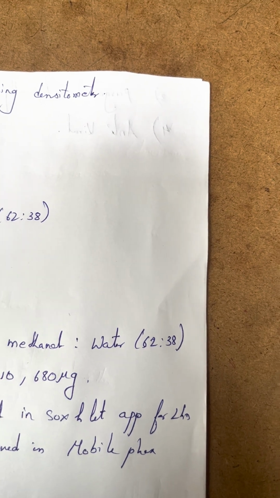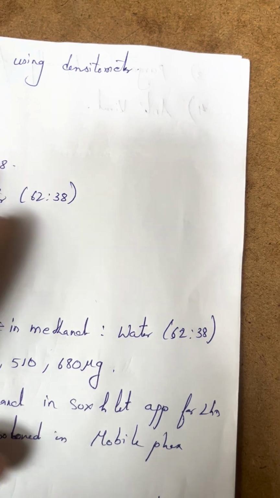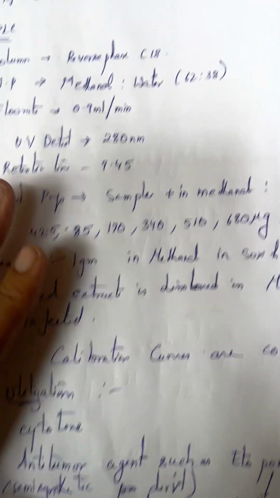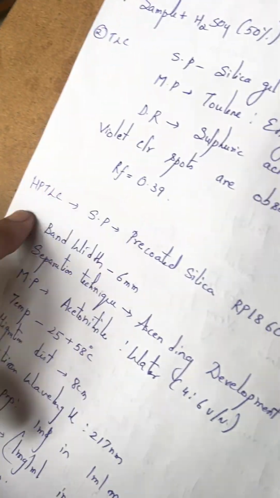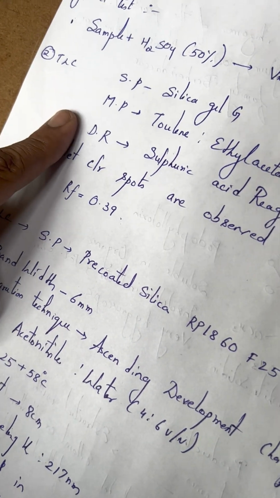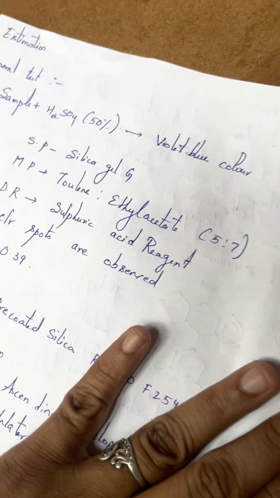That is the quantity of podophyllotoxin present in the sample. That is the main thing in HPLC. So HPLC is mainly for estimating the quantity, whereas HPTLC is for estimating the quantity as well as the quality. TLC is for estimating only the quality, and the general test is also for knowing the quality.